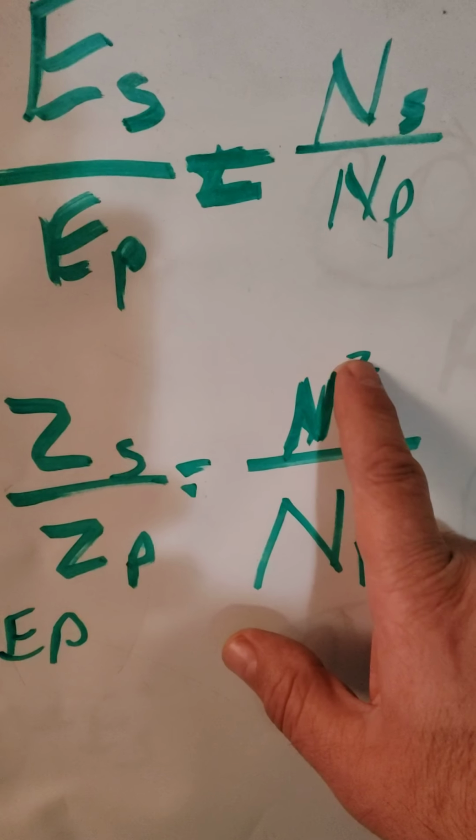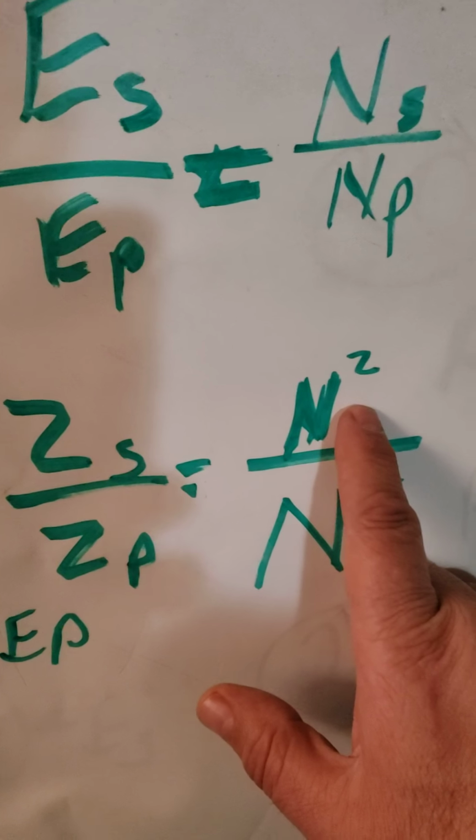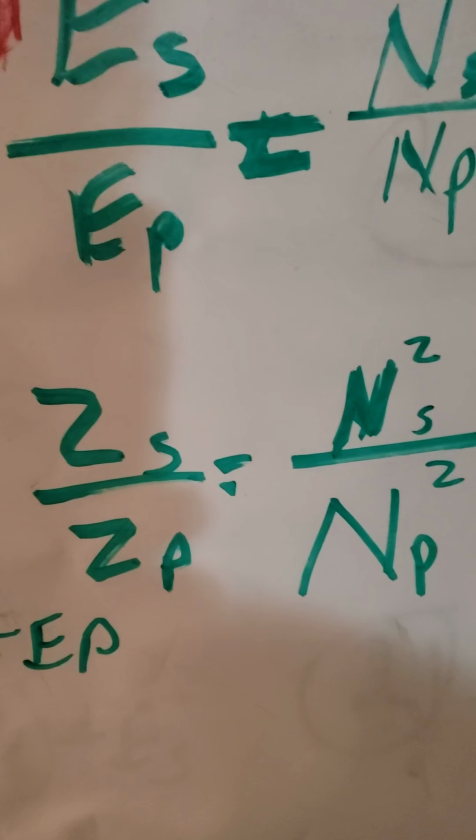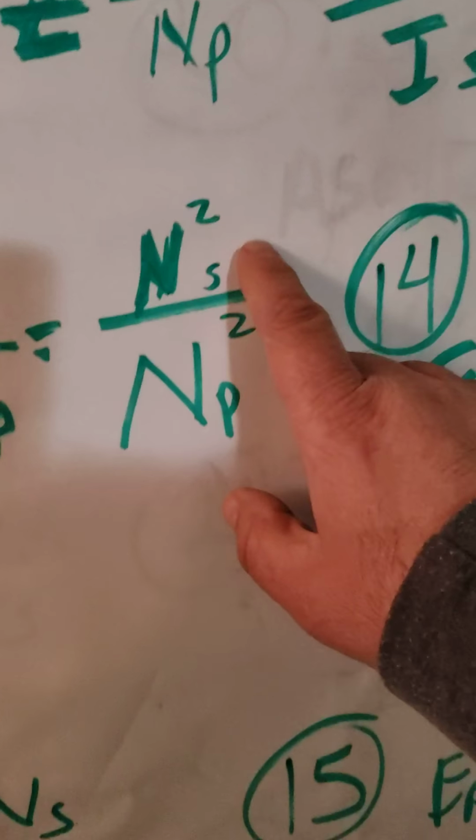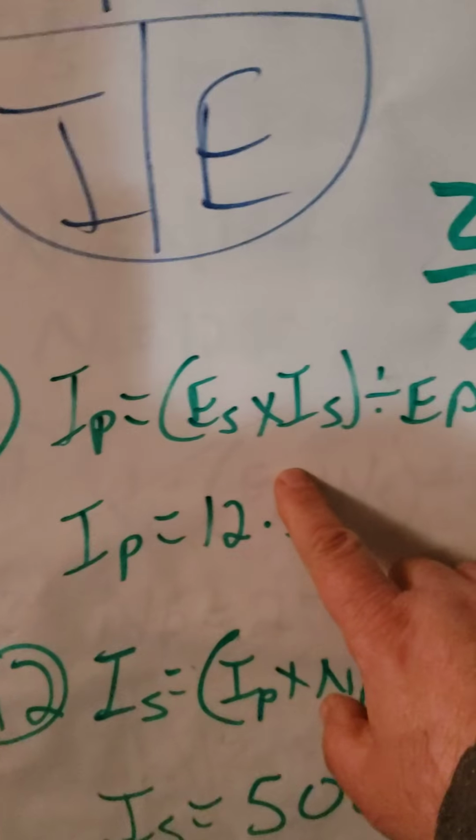What does this square mean? It's a number times itself. The number times itself. And that was on one of the questions, and we'll get to that in a bit. Okay, so question number 11.